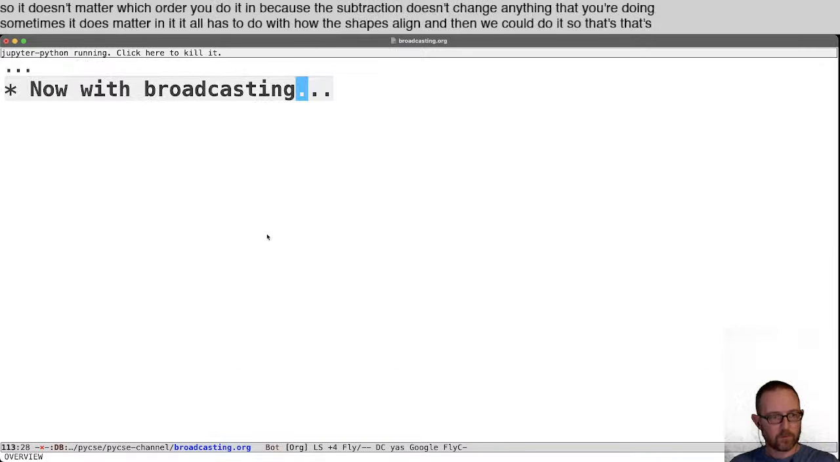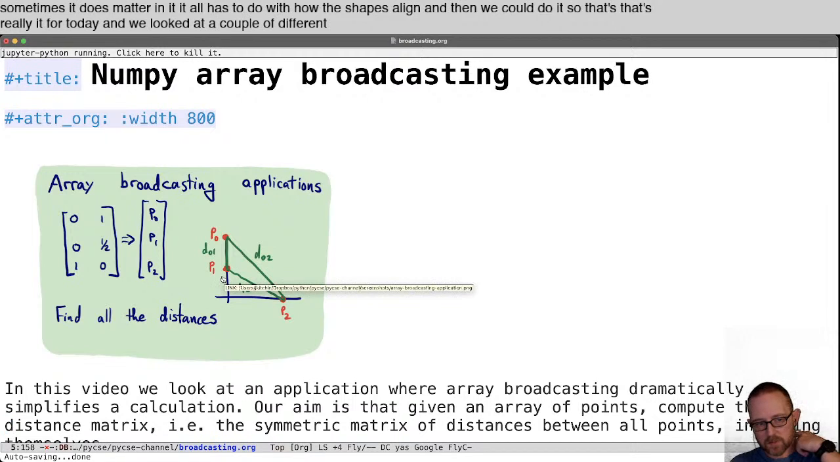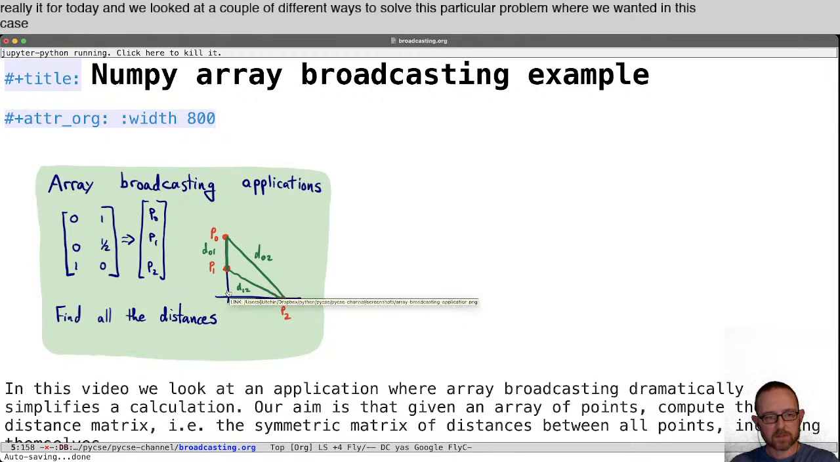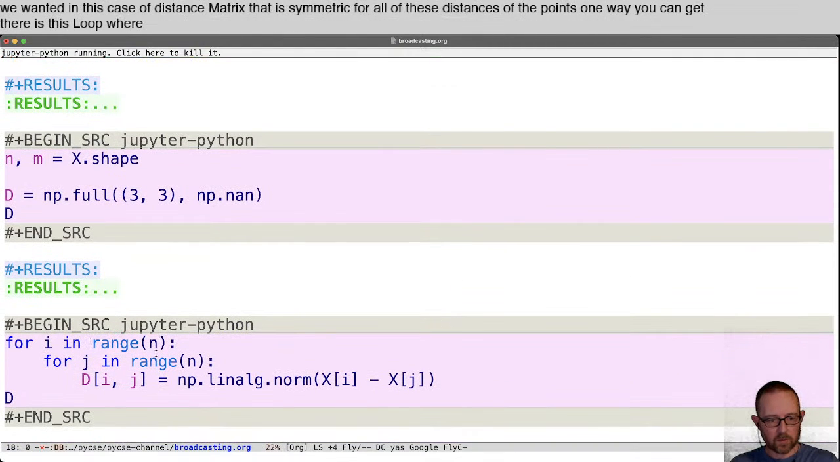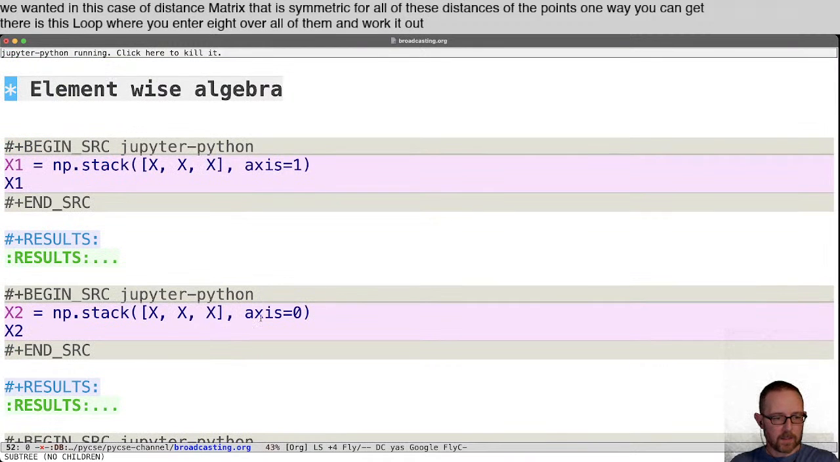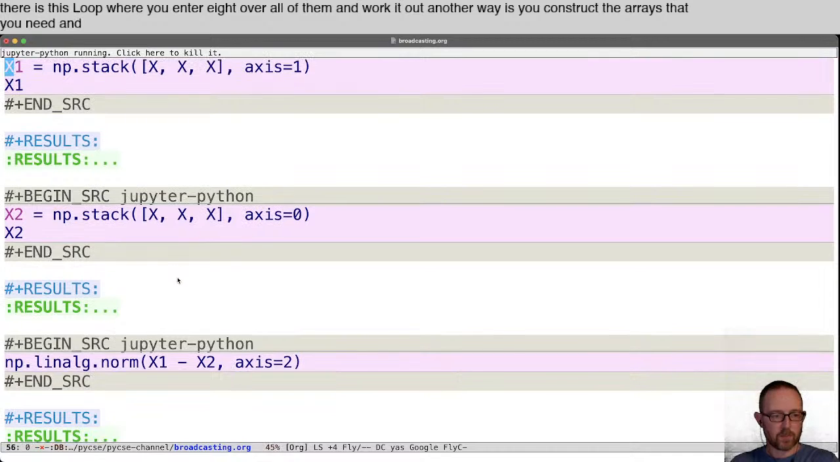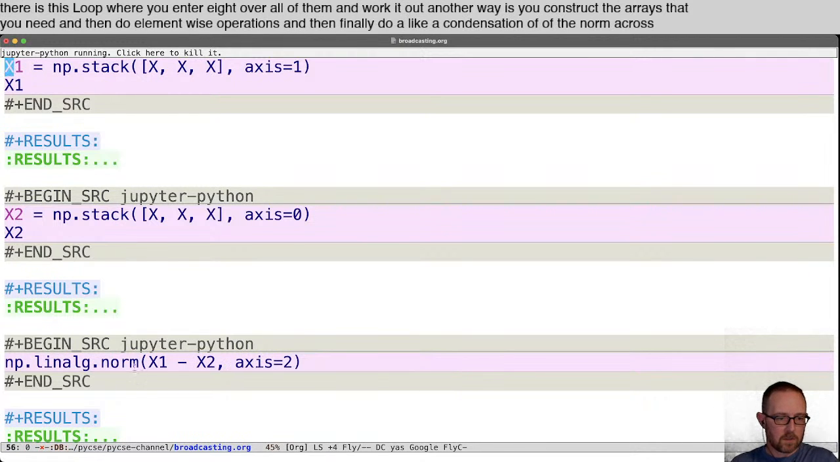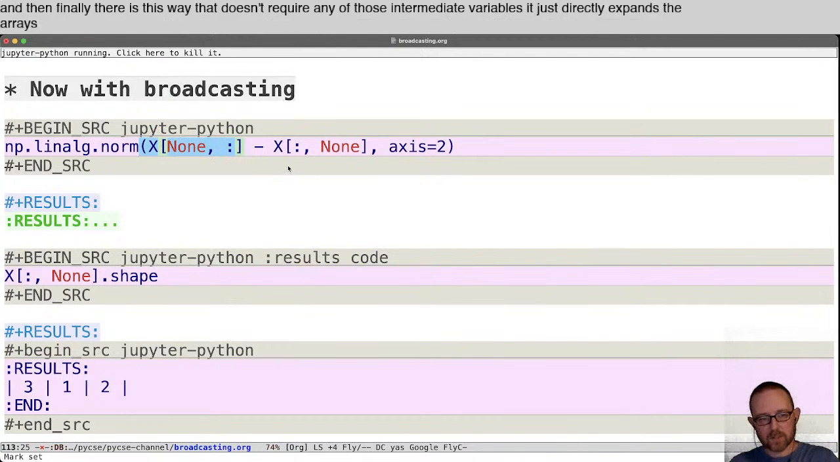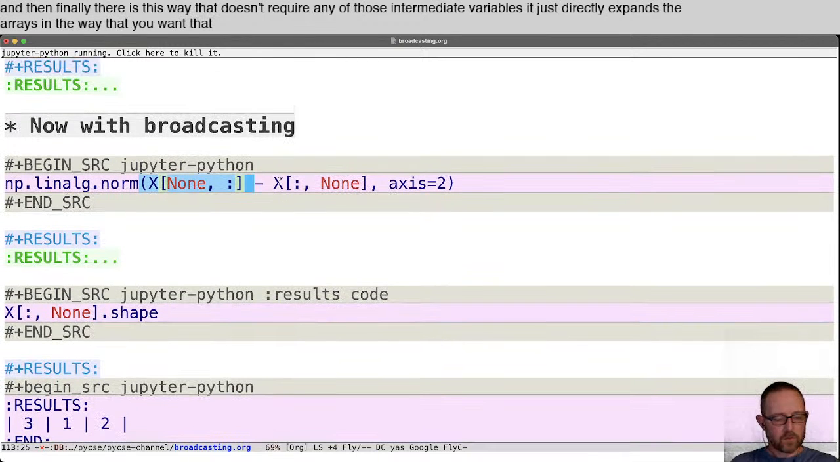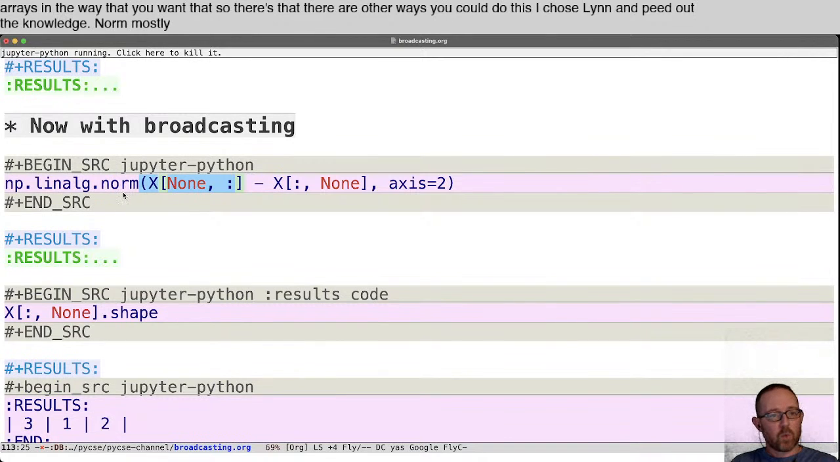So that's really it for today. We looked at a couple of different ways to solve this particular problem, where we wanted, in this case, a distance matrix that is symmetric for all of these distances of the points. One way you can get there is this loop, where you iterate over all of them and work it out. Another way is you construct the arrays that you need and then do element-wise operations, and then finally do a condensation of the norm across this. And then finally there is this way that doesn't require any of those intermediate variables. It just directly expands the arrays in the way that you want. So there are other ways you could do this. I chose np.linalg.norm mostly because it is a one-line way of doing it.